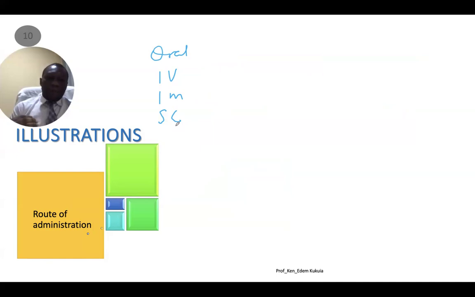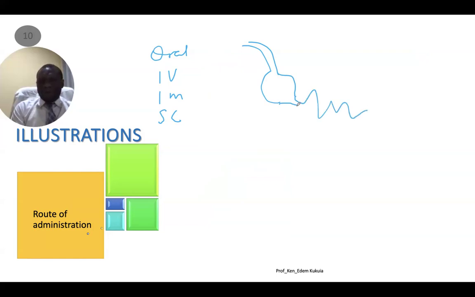Now, depending on the route we use, we are either going to have the drug absorbed well, or it may be absorbed slowly. So let's pick the oral route and use that for illustration. If I were to give you a drug orally, this drug would have to go through the esophagus, then enter our stomach, all right? Go through the stomach before it enters our small intestine.